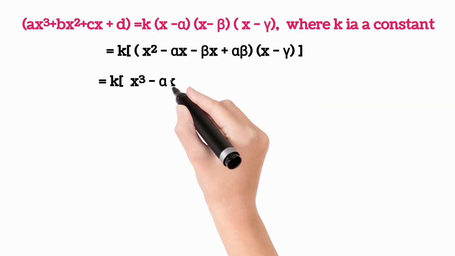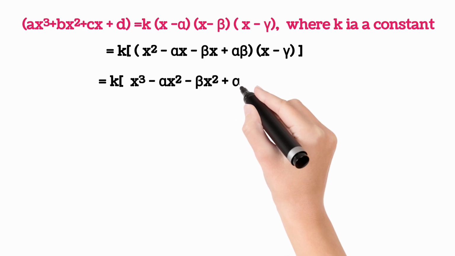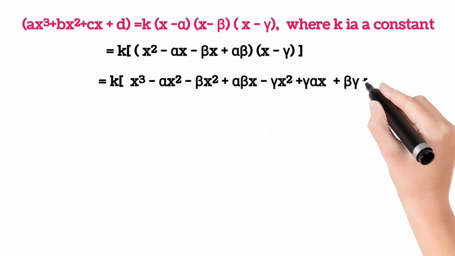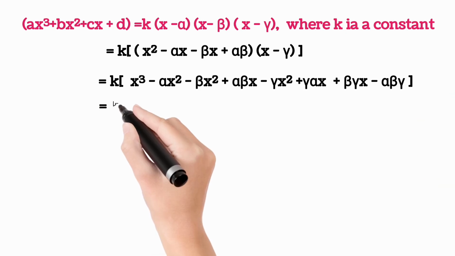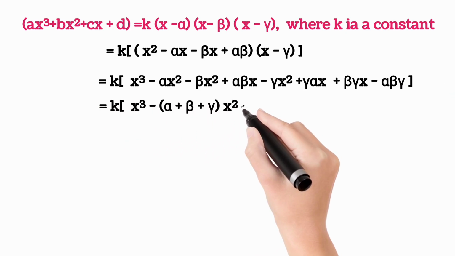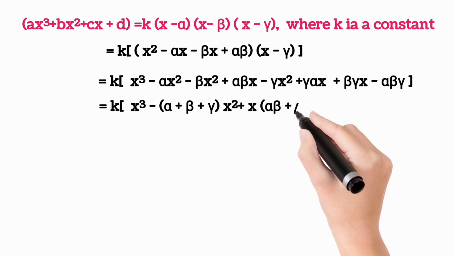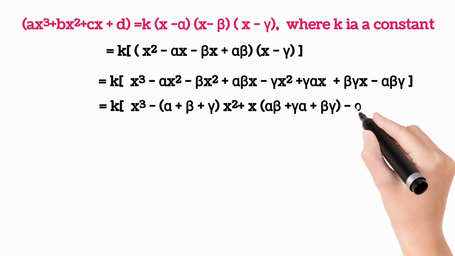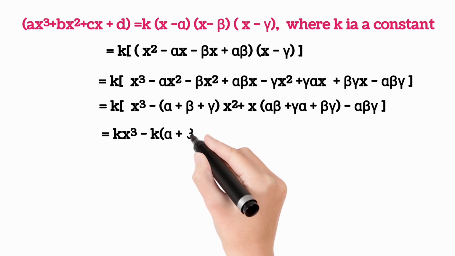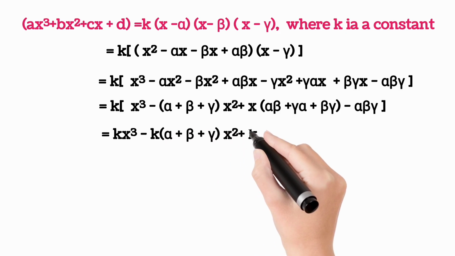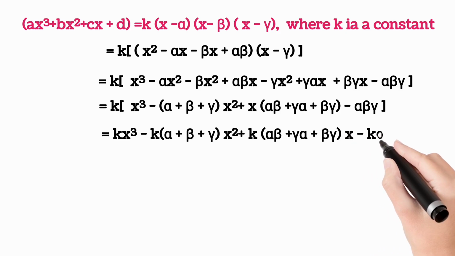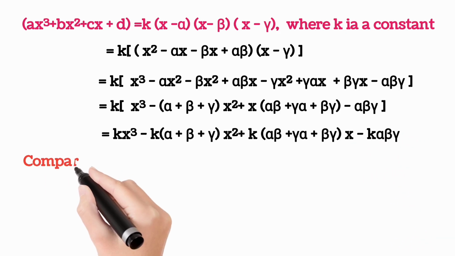That is equal to k into x cube minus alpha x square minus beta x square plus alpha beta x minus gamma x square plus gamma alpha x plus beta gamma x minus alpha beta gamma, that is equal to k into x cube minus alpha plus beta plus gamma into x square plus x into alpha beta plus gamma alpha plus beta gamma minus alpha beta gamma, that is equal to kx cube minus k into alpha plus beta plus gamma x square plus k into alpha beta plus gamma alpha plus beta gamma into x minus k alpha beta gamma.